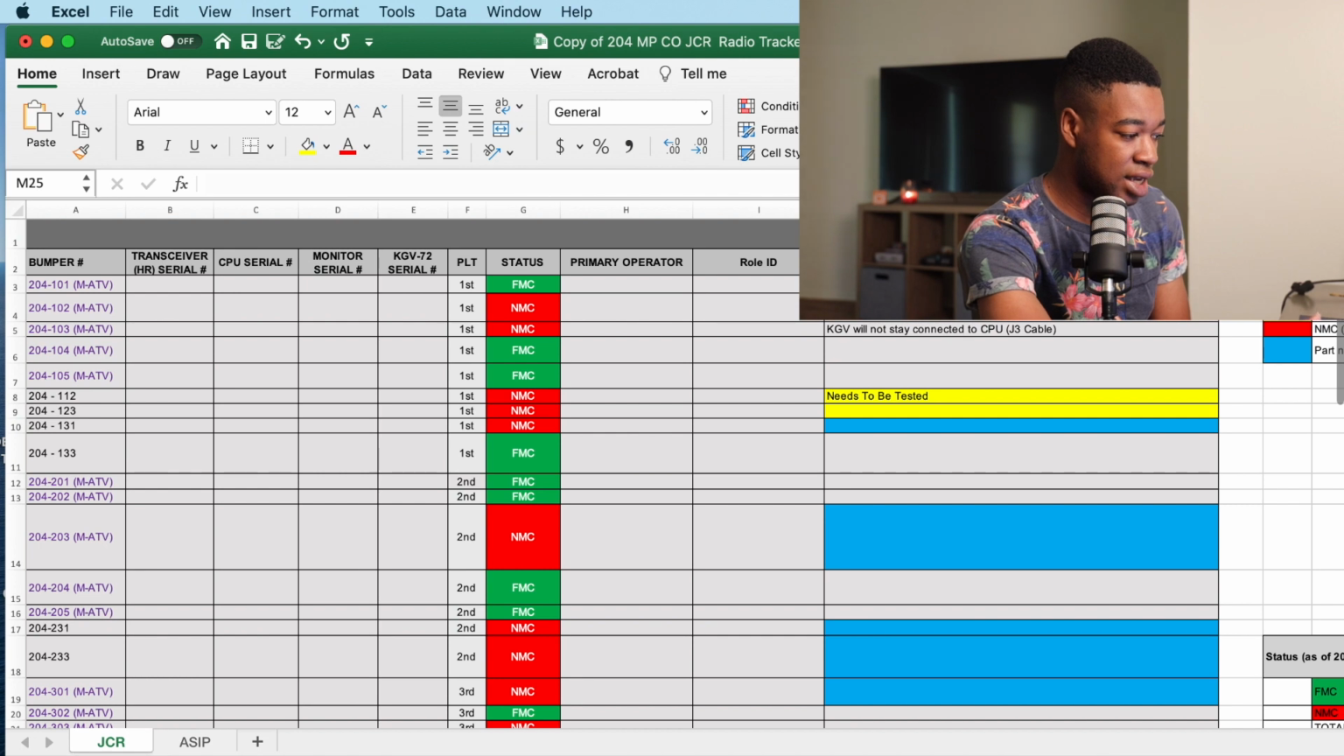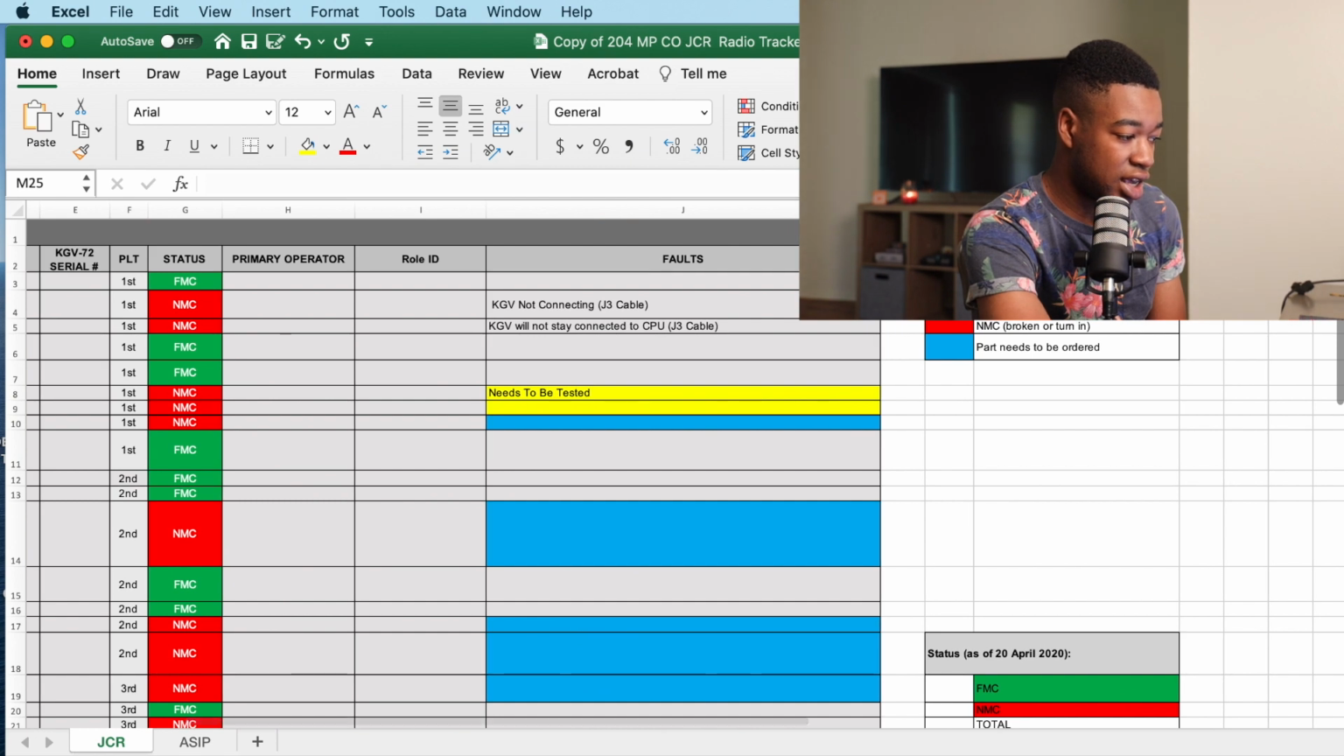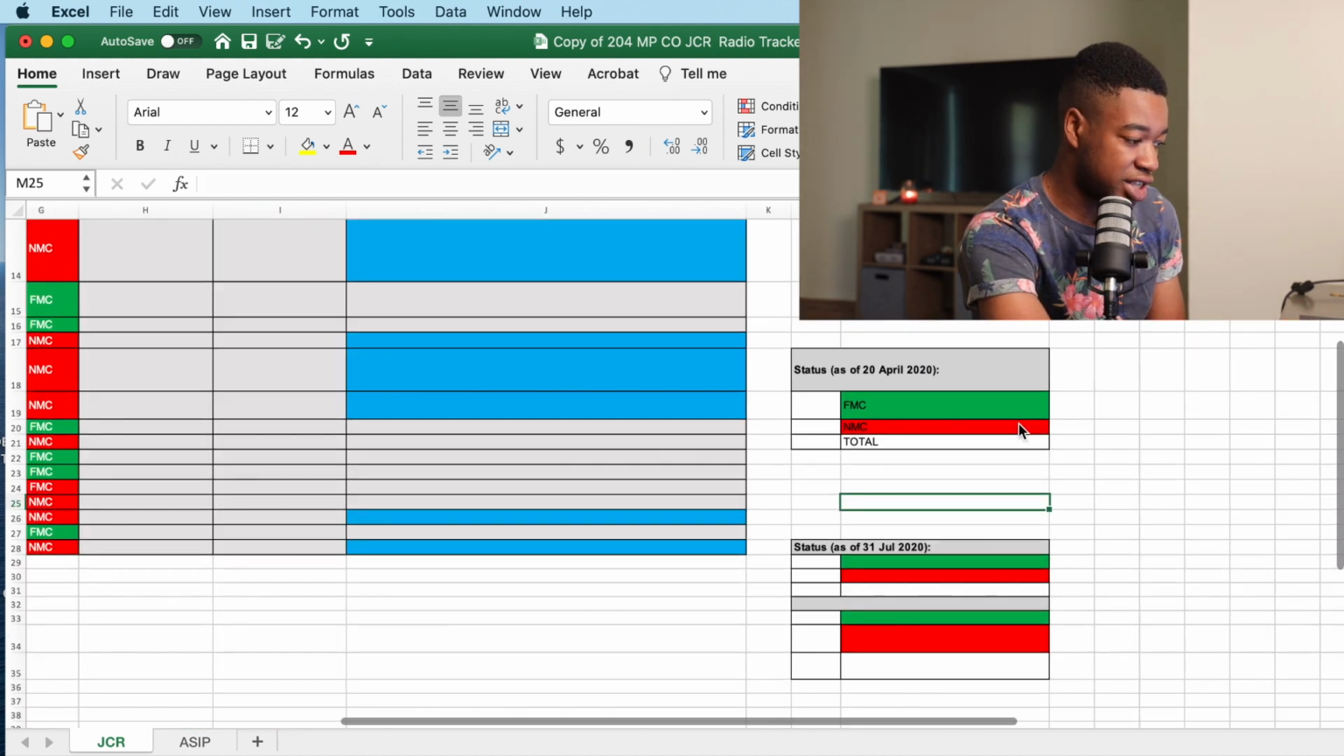Then we have the role ID. And then for the faults, it's self-explanatory. What's going on with it? And then the key saying color-coded. What's wrong with it? Oh, pending part arrival or appointment. And then right down here, it shows you the status.